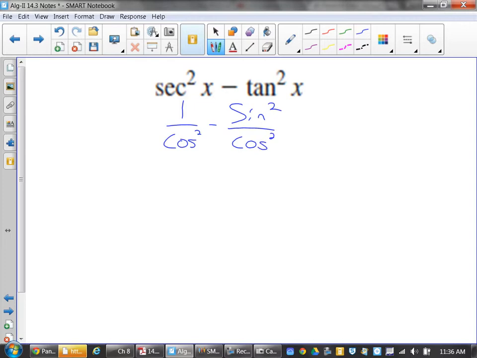Because tangent is sine over cosine. Do they have a common denominator? Yes, cosine. So this is 1 minus sine squared over cosine squared. What's 1 minus sine squared? Cosine squared. Cosine squared over cosine squared is 1. Which, if you noticed at the very beginning, equals 1.